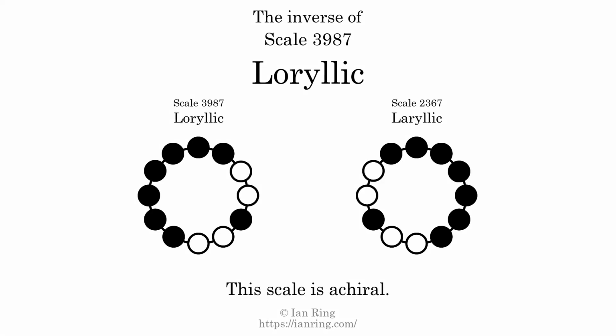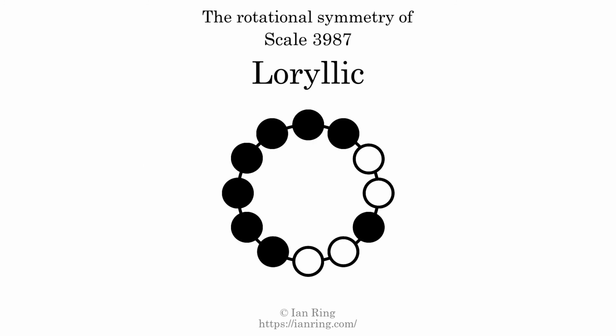The inverse of a scale is a mirror image. It is what you get when the sequence of intervals is reversed. The inverse of this scale is scale 2367, also known as Loryllic. This scale is achiral, since it can transform into its own reflection by a rotational transformation. This scale has no rotational symmetry.